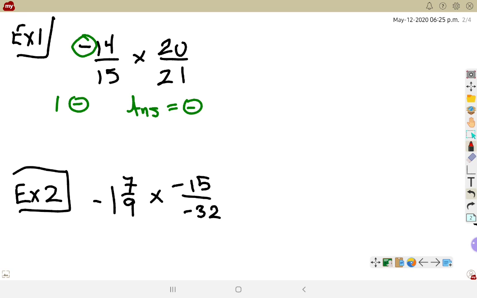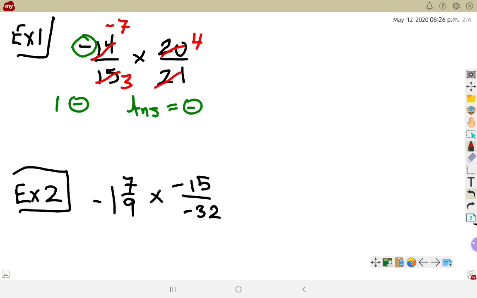Okay? All right, so no mixed numbers here, so I'm just going to get rid of my common factors. So 15 and 20 have a common factor of 5. So the 20 divided by 5 becomes a 4. 15 divided by 5 would become a 3. The 14 and the 21, they have a common factor of 7. Now when I cross out the 14 and I write the 7, I do still have that negative sign there, so it is a negative 7.